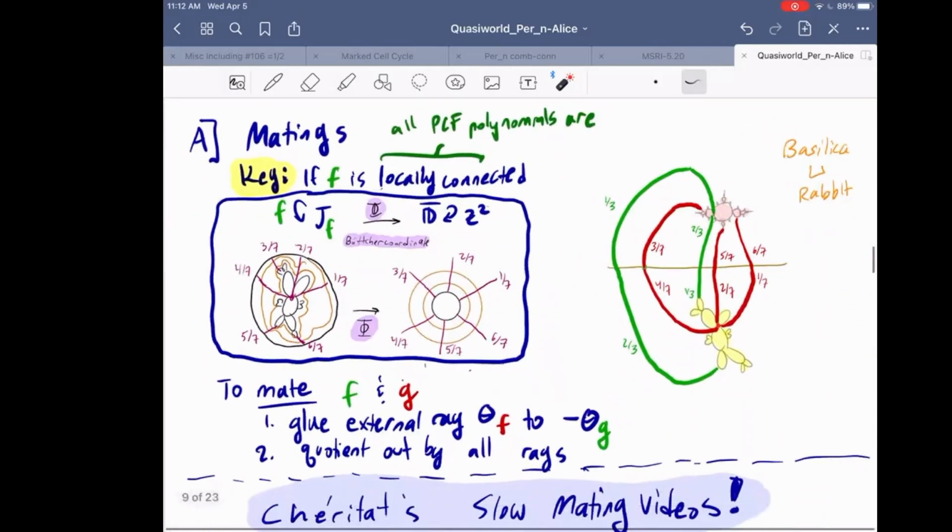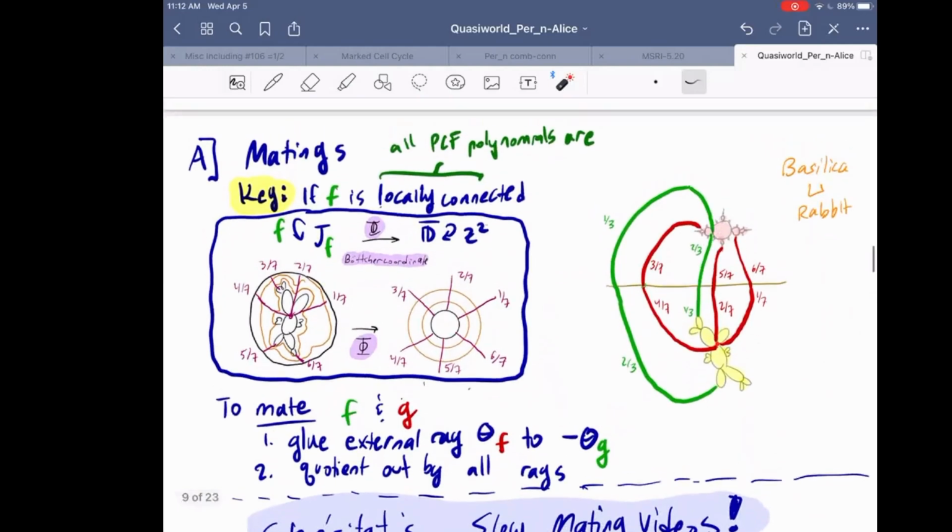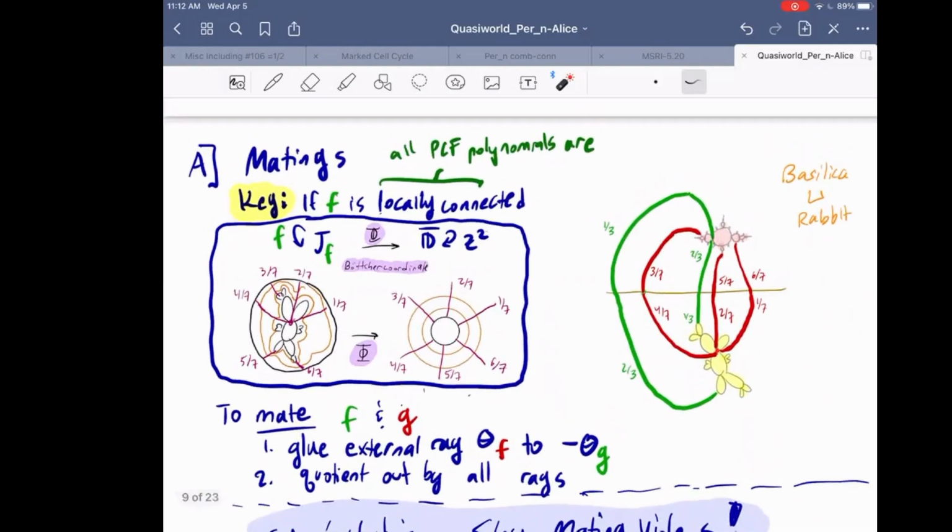So if we have 2 such polynomials, the way that we can mate them is by gluing the external rays of one onto the negative of the external ray of the other. This is kind of like the Coriolis effect, why your drain will flush counterclockwise if you went to the southern hemisphere. So as an example, we can look at the basilica mated with the rabbit over here.